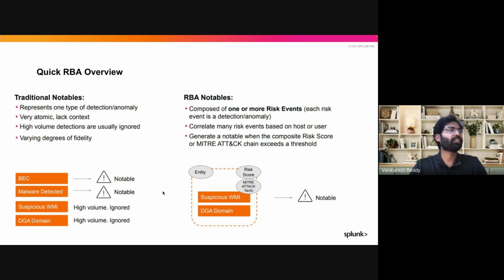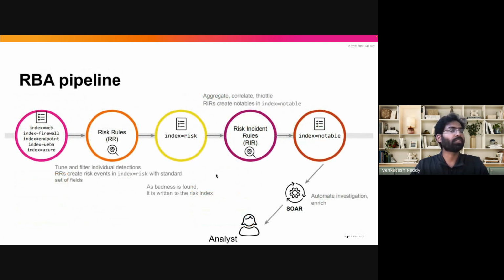If you see here, the difference is that we have a total of four different types of notables. These are the single notables, and these come with high volumes. But with RBA, everything is grouped here, and it creates a notable only when the risk score is above our threshold. Whatever threshold we have set, only if it is above it is the notable created. Otherwise, it is calculated on the back end in RBA. I will show you the demo so that you will understand it in a much better way.